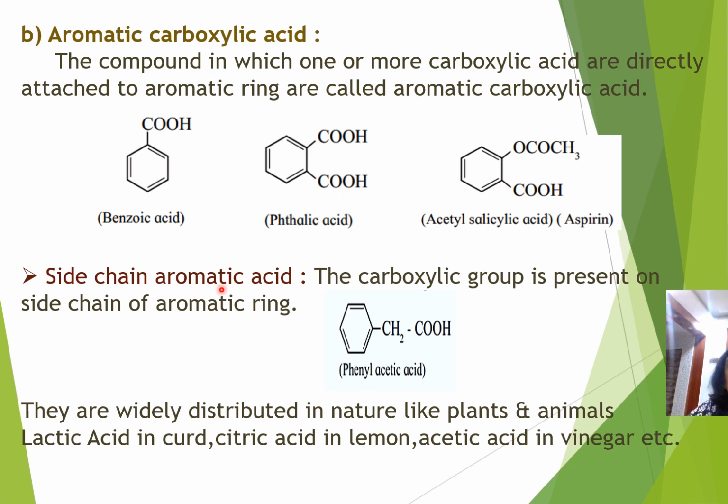Then you have side chain aromatic acids. The carboxylic group is present in a side chain of the aromatic ring. So here you have the benzene ring containing CH2, and to the CH2 the COOH group is attached. So this is phenyl acetic acid. Then they are widely distributed in nature, in plants and animals: lactic acid in curd, citric acid in lemon, acetic acid in vinegar. Okay.